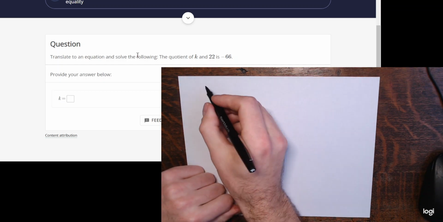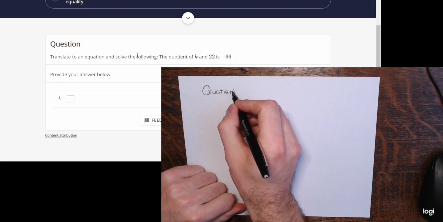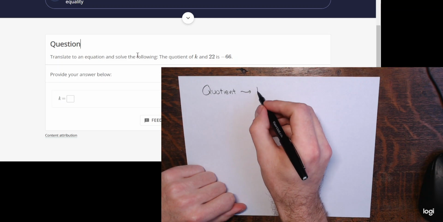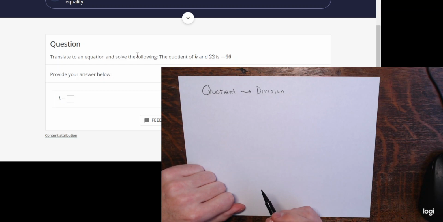Now when you see the words quotient of, or the word quotient, that means that division is going to be involved. A quotient is the result of a division problem. And there are other words that will imply division, but I'll leave it to you to go to the more instruction button and take a look at the instruction they have to provide, and they'll give you a little list of some common words that are used for division or multiplication, addition, subtraction.